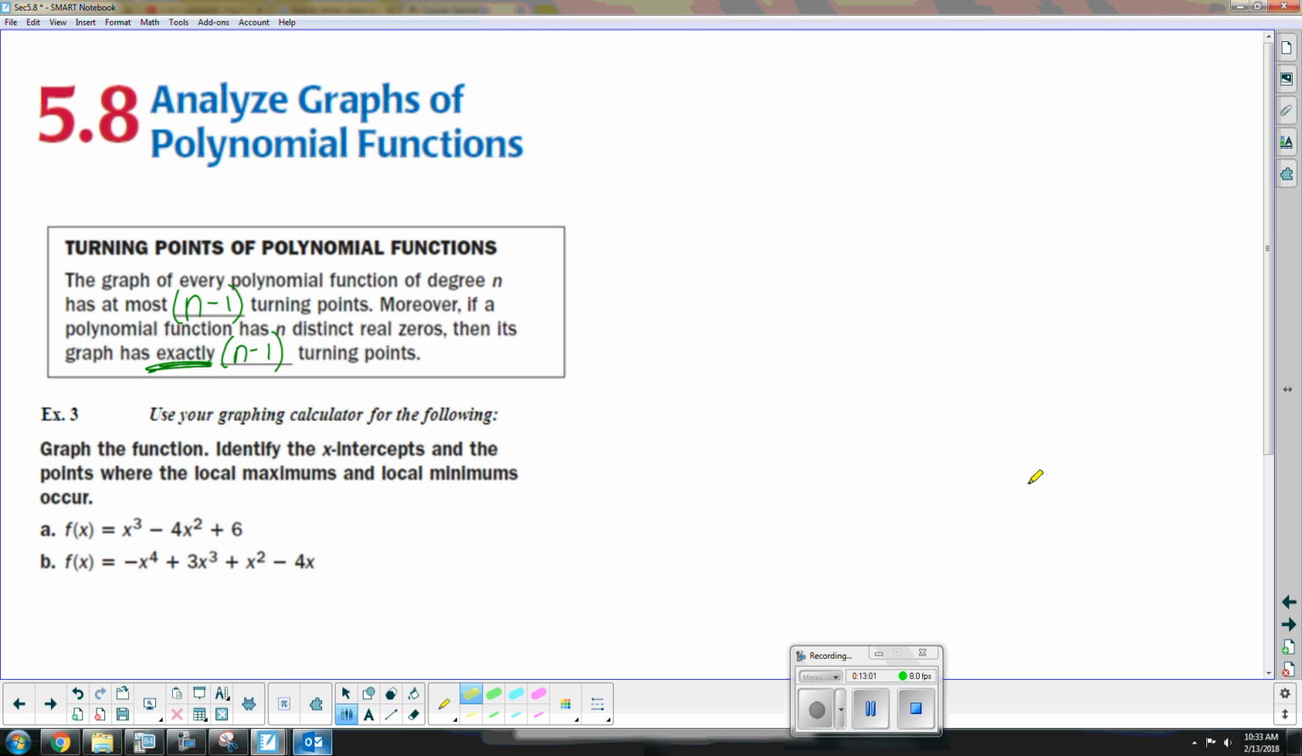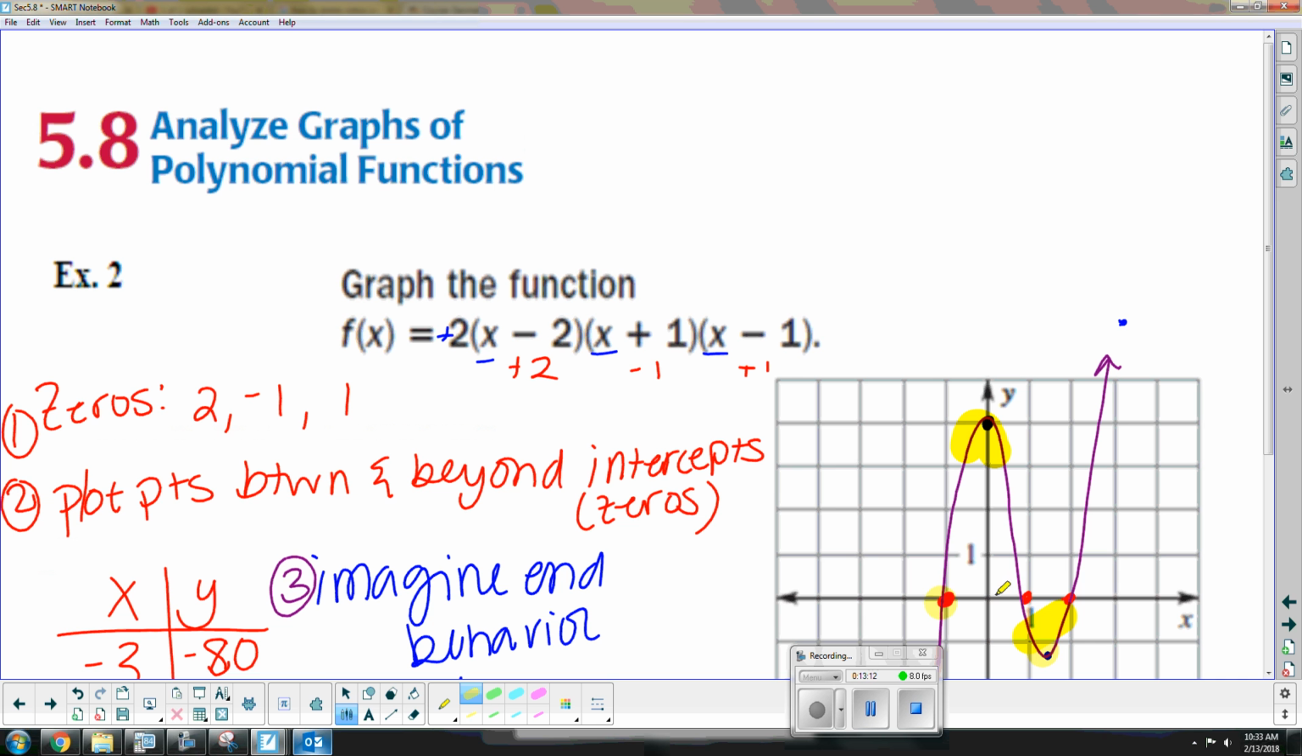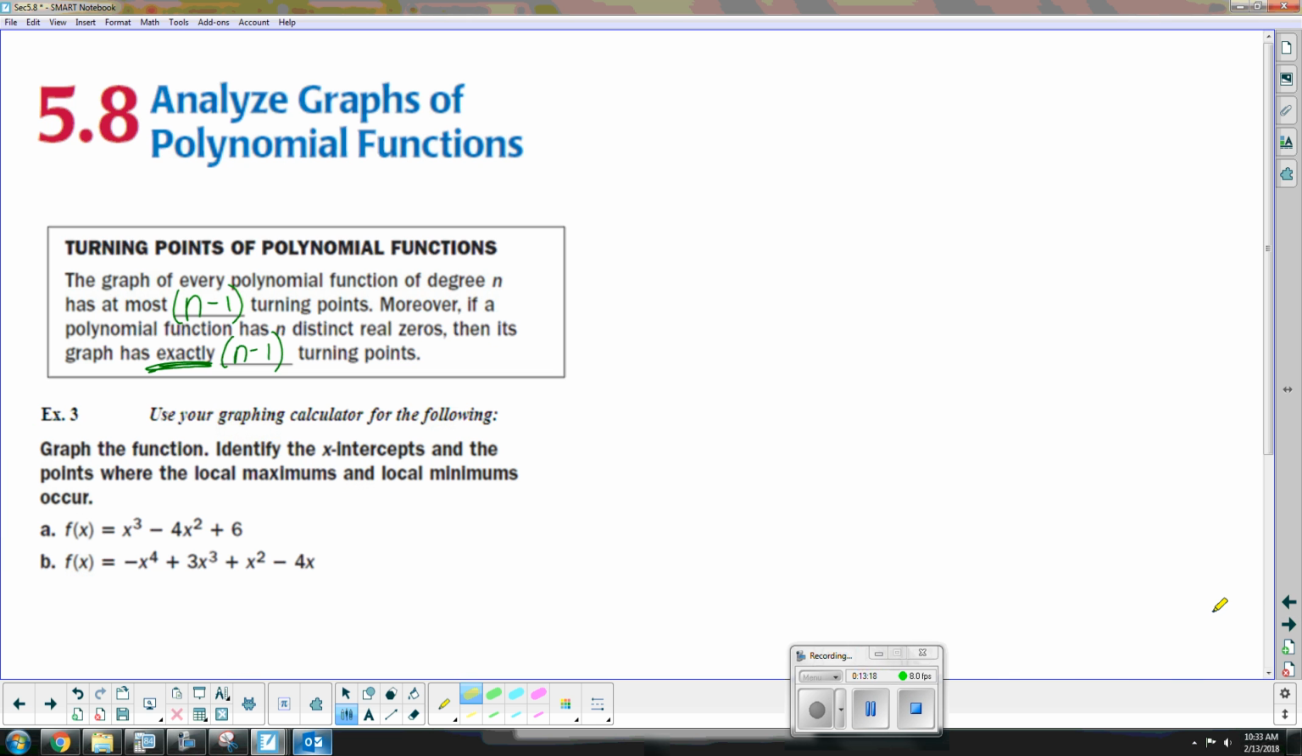And then moreover, if a polynomial function has n distinct real zeros, then it has exactly n minus 1 turning points. So we can see, again, 3 distinct real zeros. So it's going to have 2 turning points.